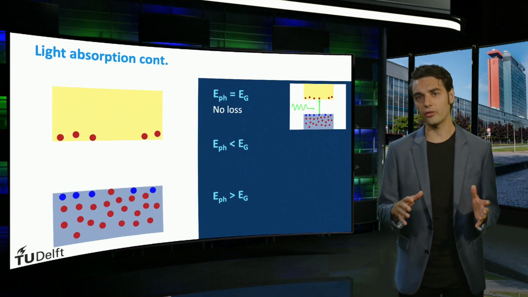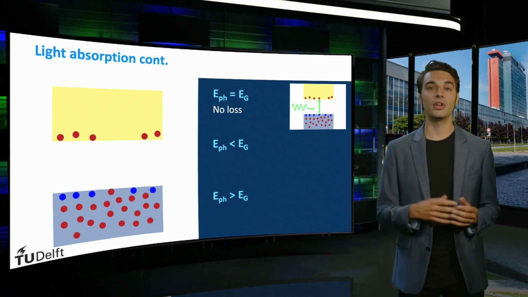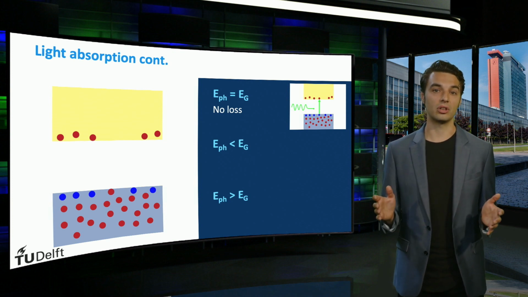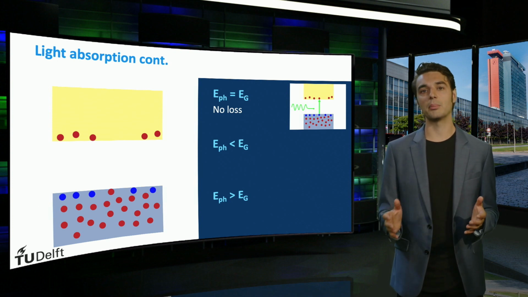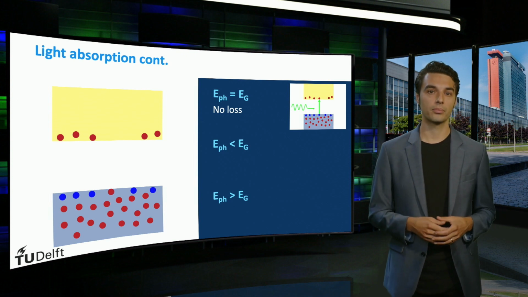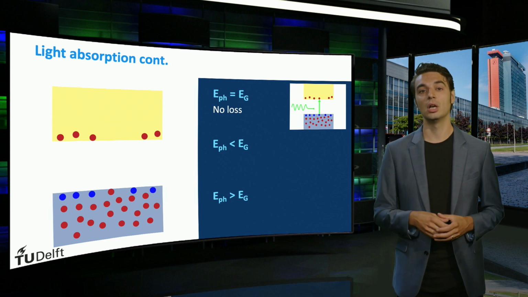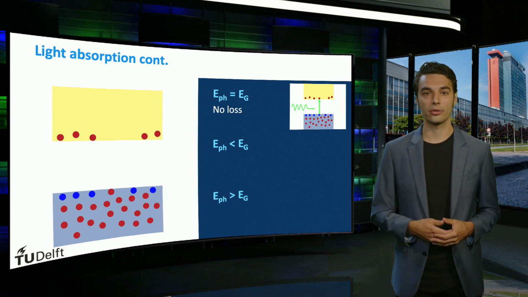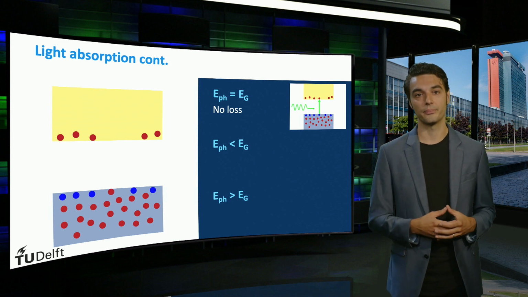Of course, not all incident photon energies are exactly equal to that of the band gap. Therefore, depending on the band gap energy, there are three possible scenarios. The photon energy can be less than, equal to, or greater than the band gap energy. We have already seen that when the photon energy is equal to the band gap energy, no energy is lost. Let's now consider photons with energy less than the band gap energy.